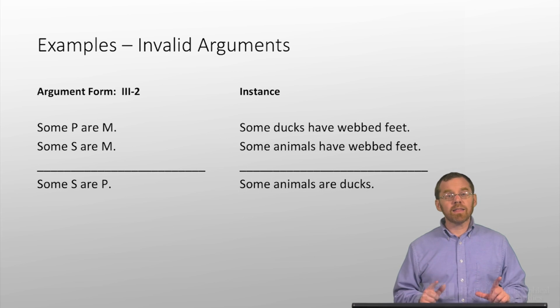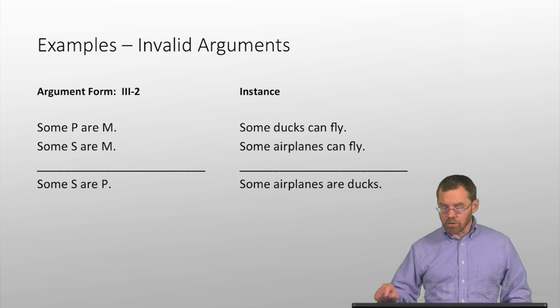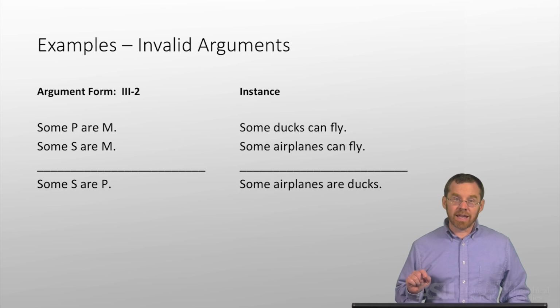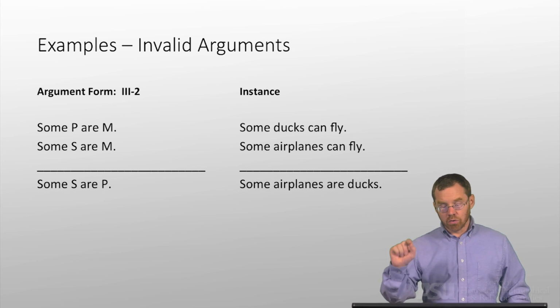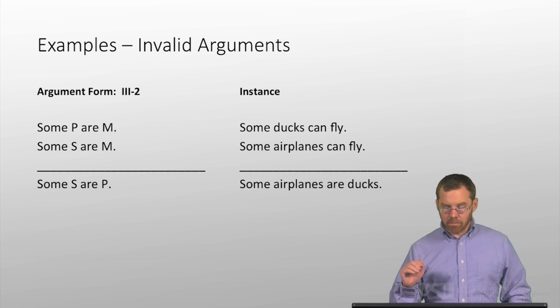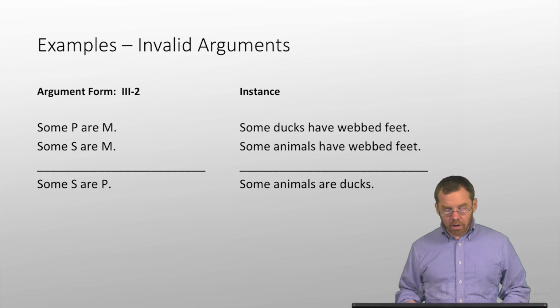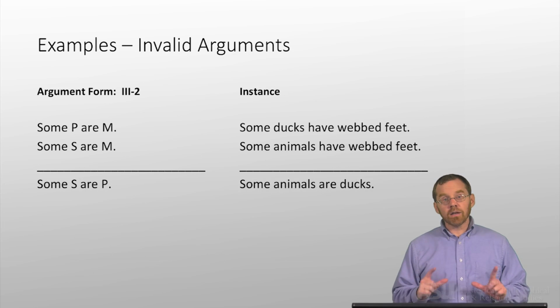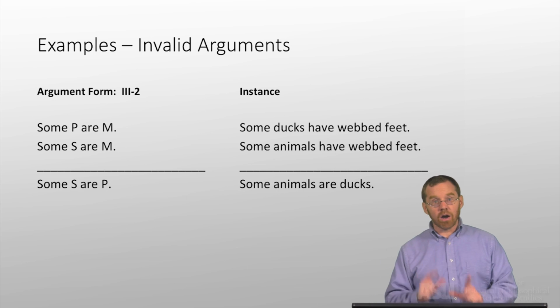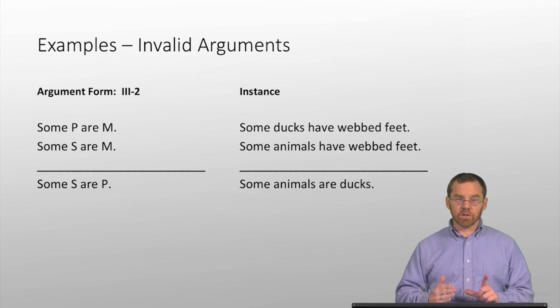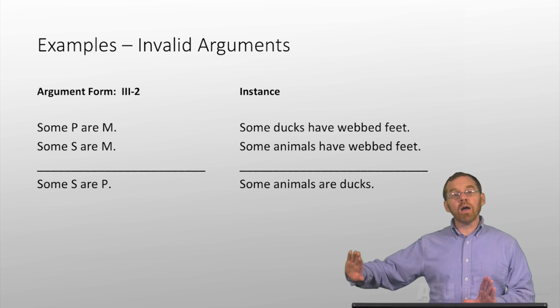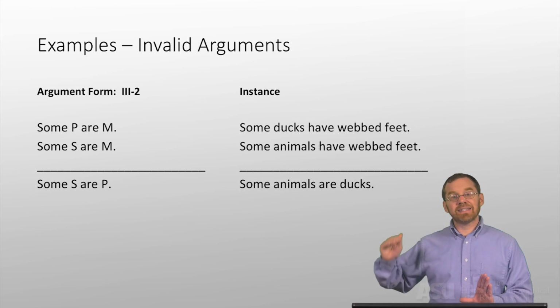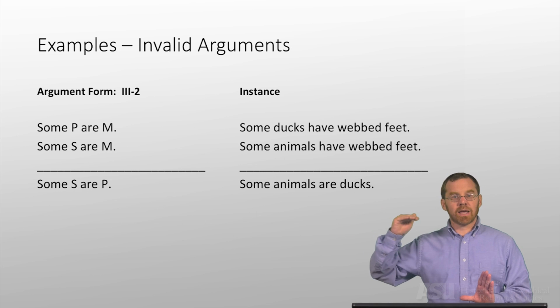What makes it invalid is the fact that some other argument with the same form has true premises and a false conclusion, such as this one. Some ducks can fly, some airplanes can fly, therefore some airplanes are ducks. As we saw, this has true premises and a false conclusion. So if we look at our first argument, it's an invalid argument, but that doesn't mean that this argument has true premises and a false conclusion. It means that at least one argument with the same form has true premises and a false conclusion.